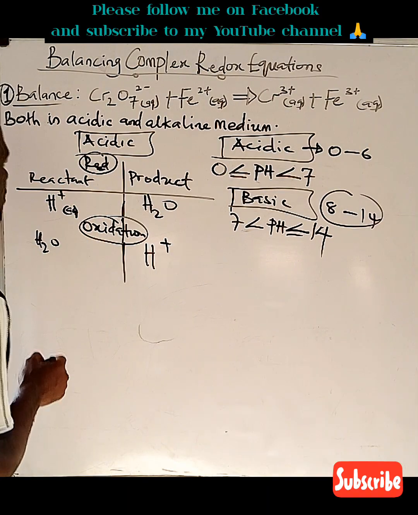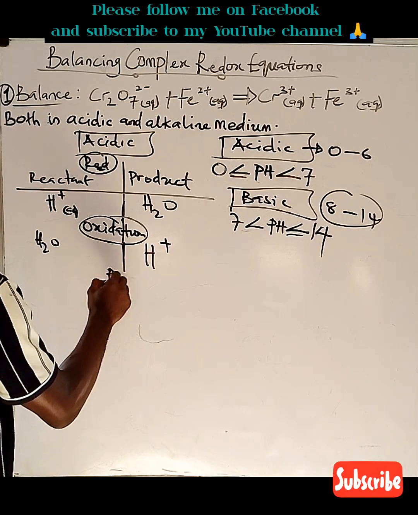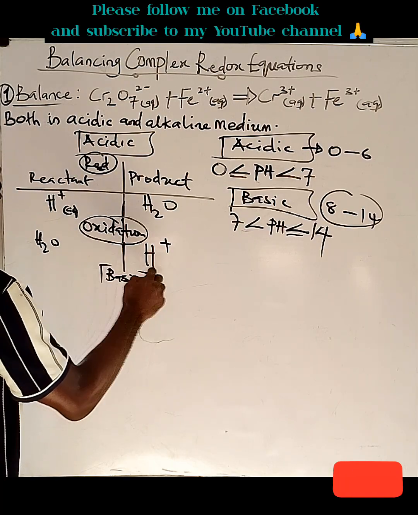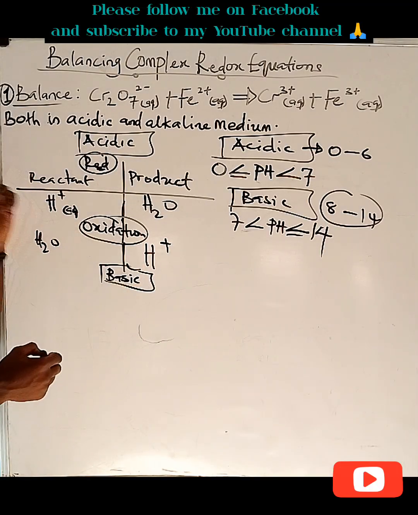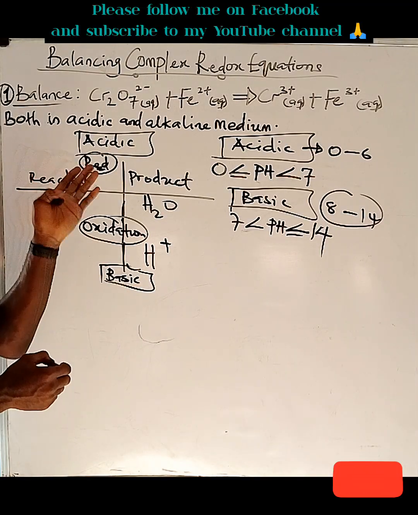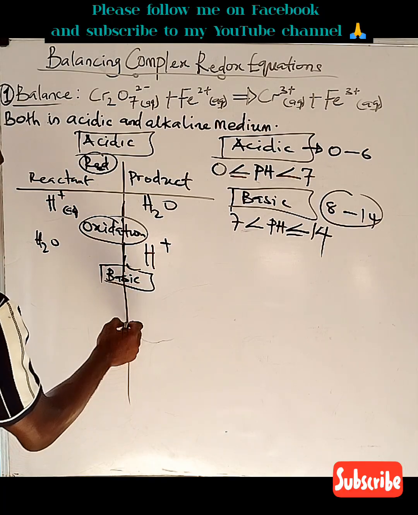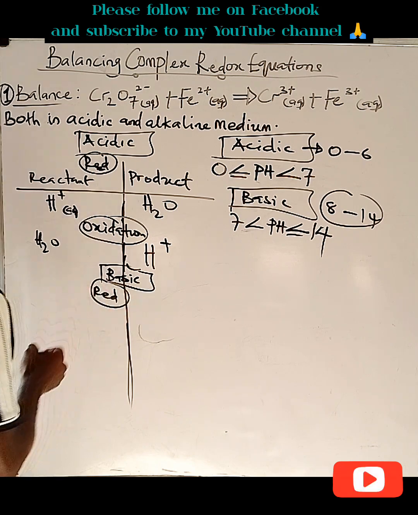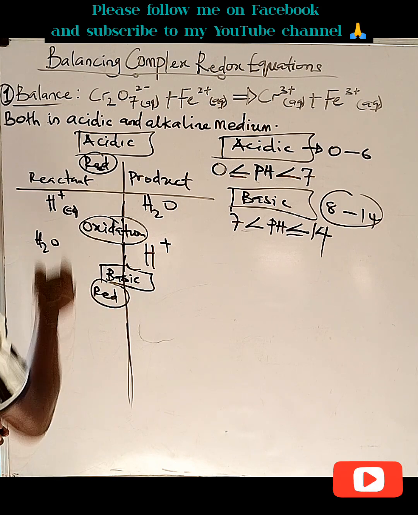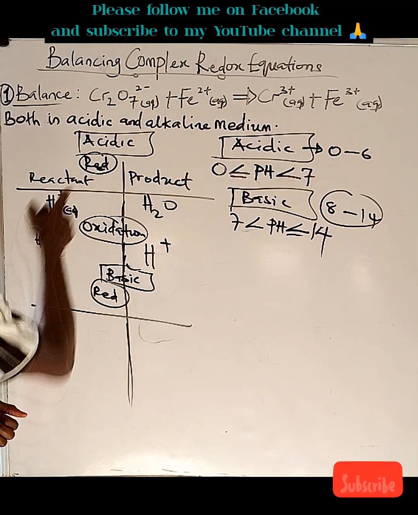So when it comes to basic medium or alkaline medium, this is how we go about it. For basic medium, we're going to do something different. We're going to do the opposite of what we do in acidic medium. Under the basic medium, it's going to extend this very table. So when it comes to reduction under the basic or alkaline medium, don't forget we have the reactant and we have the product, just like what we have here.